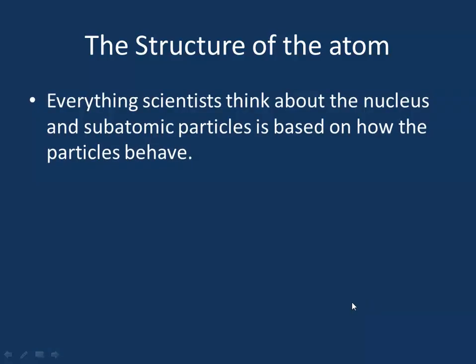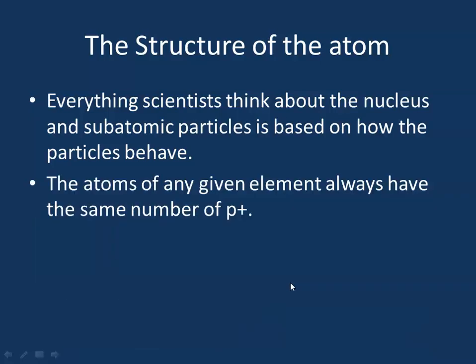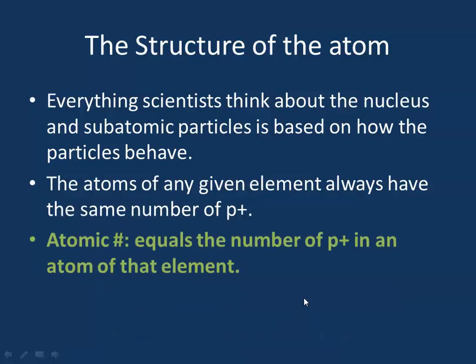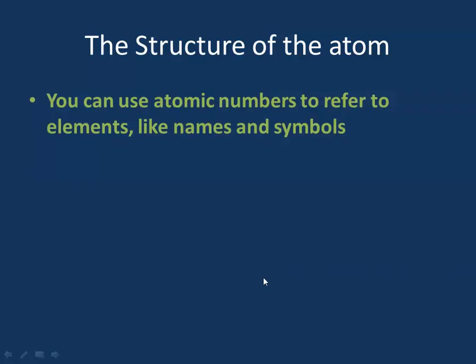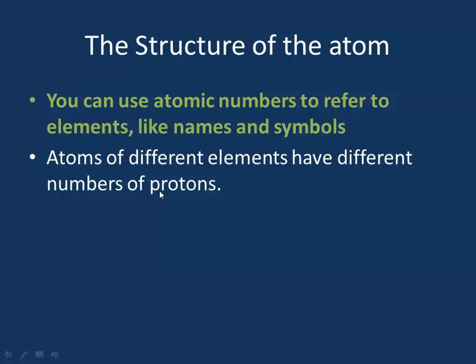Everything scientists think about the nucleus and subatomic particles is based on how the particles will behave. The atoms of any given element always have the same number of protons. So how do we know the number of protons of our element? We look at the atomic number. The atomic number will always tell us how many protons are in that atom of that element. You can use atomic numbers to refer to elements like names and symbols. Atoms of different elements will have different numbers of protons.